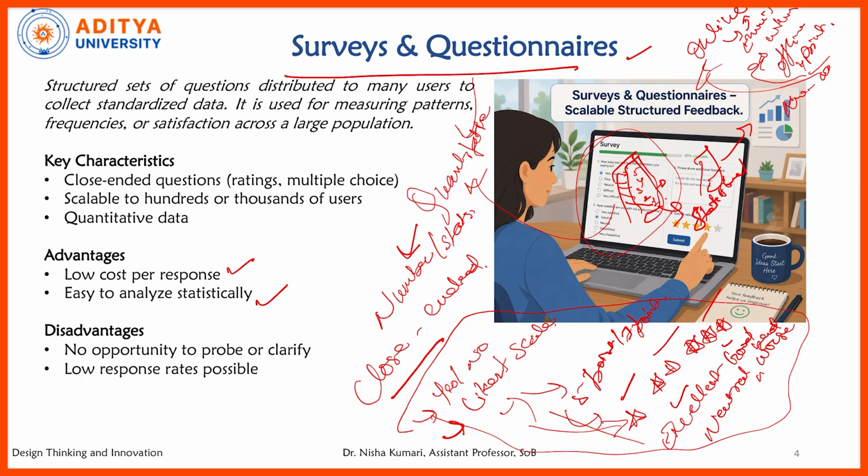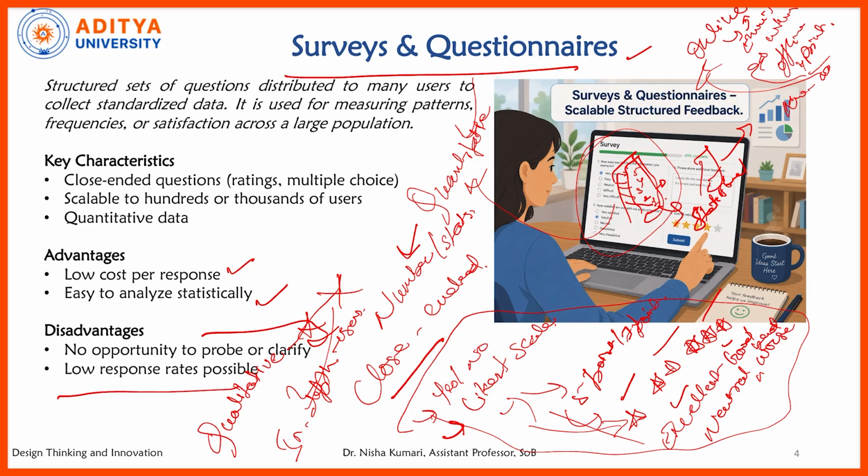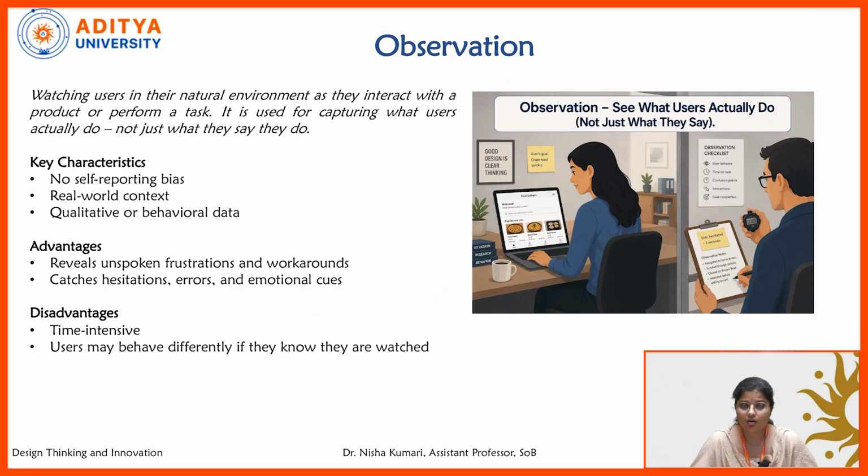But because of this, we have some disadvantages, and the prime disadvantage is that we are not able to get the qualitative data. Because of this, we are not able to understand in depth what the users are really feeling. We are just getting the statistical number of how the experience users had, and a low response rate is possible. Now coming to the third method, which is observation.